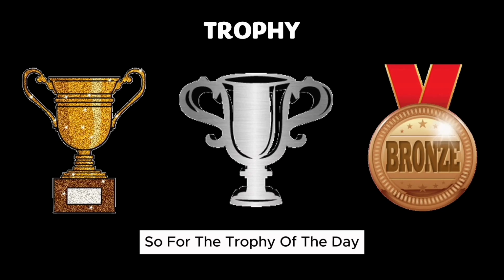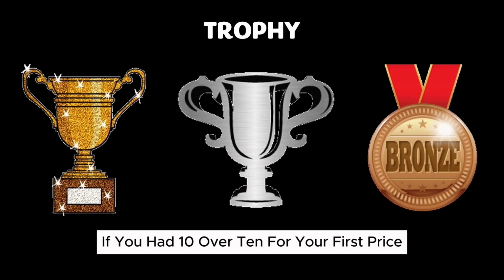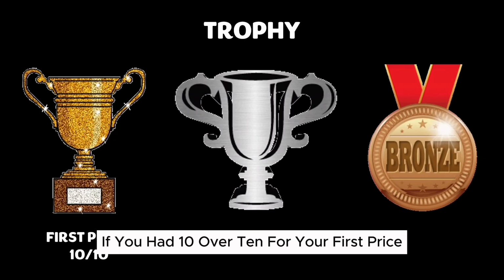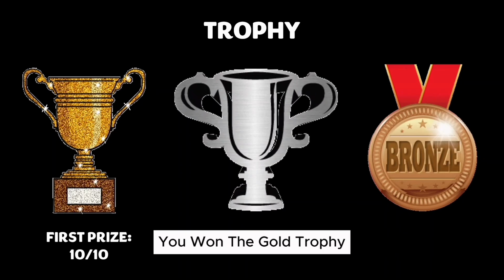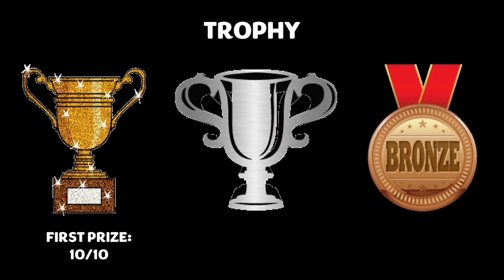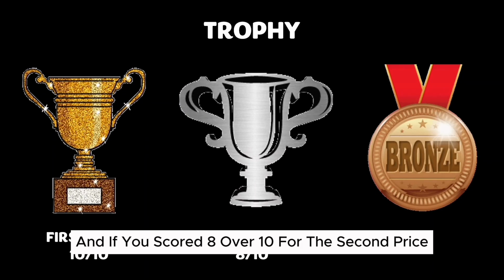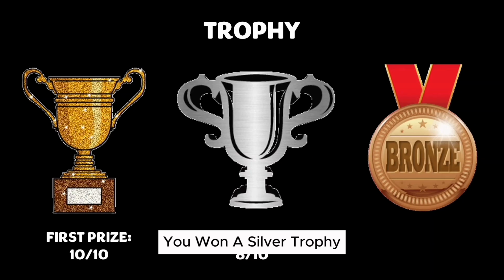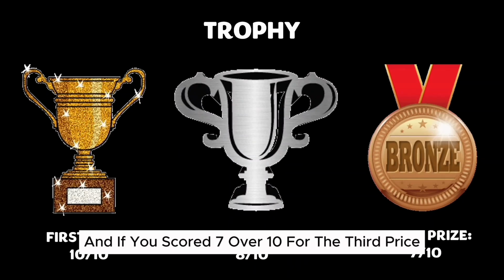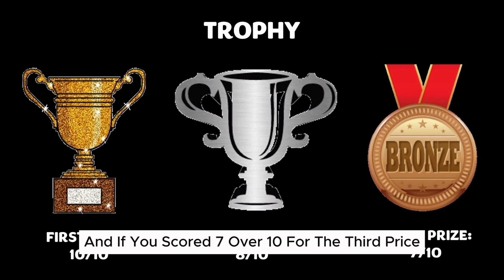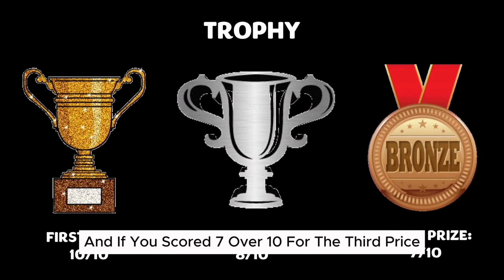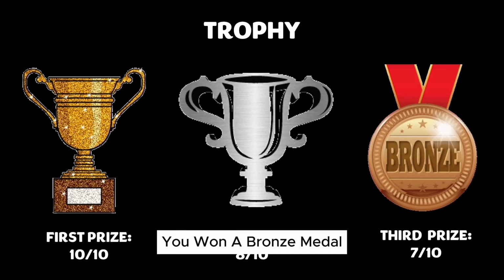So for the trophy of the day, if you had 10 over 10, for your first prize, you won the gold trophy. And if you scored 8 over 10, for the second prize, you won a silver trophy. And if you scored 7 over 10, for the third prize, you won a bronze medal.